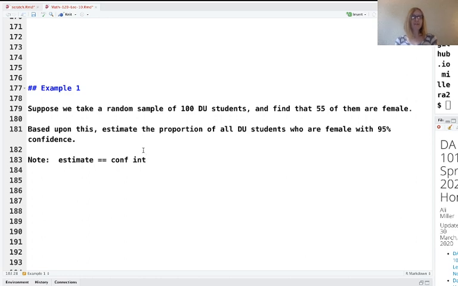Now, before we get too far into this, we need to ask a question. Is n big enough for the central limit theorem on this stuff? And remember, we've got two checks. We need n times p to be bigger than 10, and n times 1 minus p to be bigger than 10.